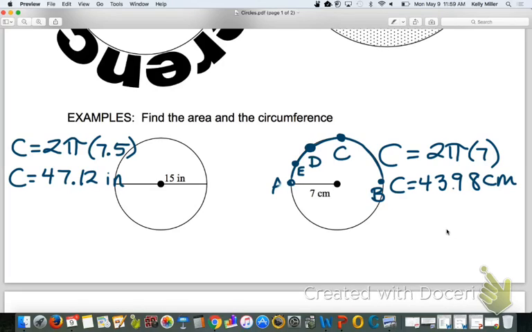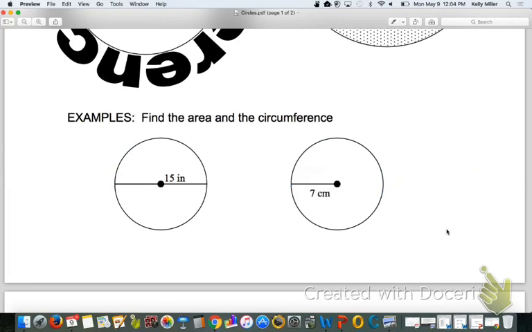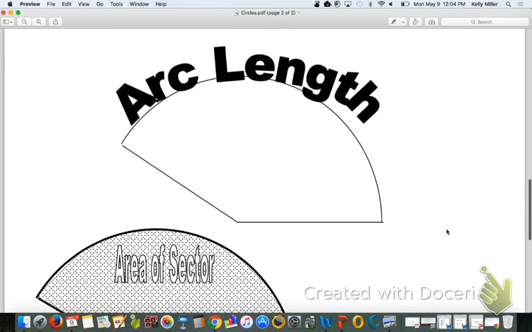180 divided by 90 is 2. Yeah, 360, right? Isn't that the whole circle? 90 divided by 360 is a quarter. 45 divided by 360 is 1/8. So this is what's going to get us into what we call arc length.